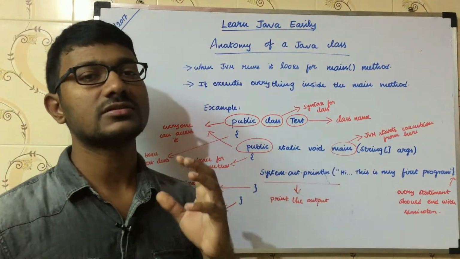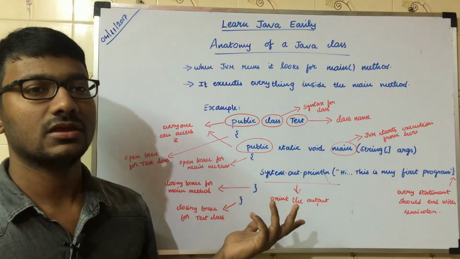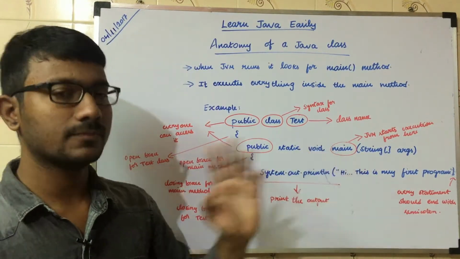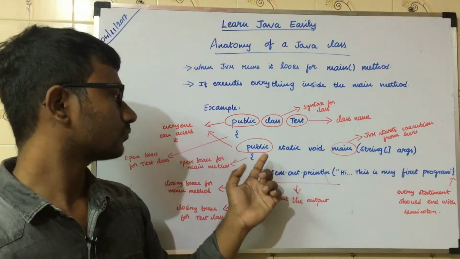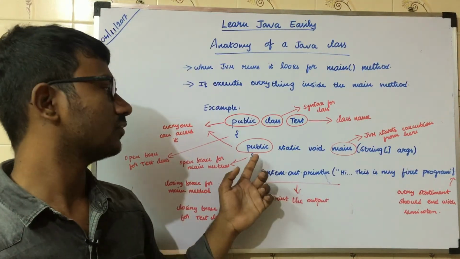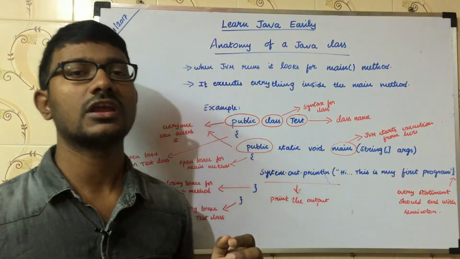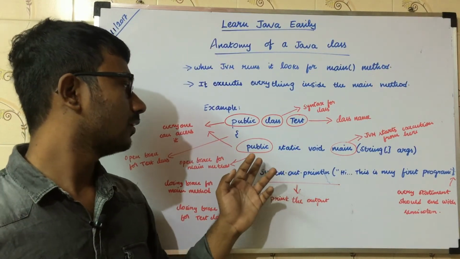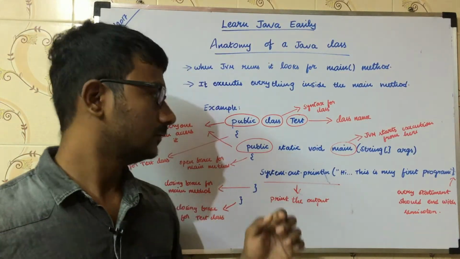And then main is a syntactical method name. You can't change this name main to many or anything else. This is a defined method name. Inside these parentheses are the arguments; we'll talk more about this in the upcoming videos. This is the open and close brace for this main method. The statements that are present inside these braces would be executed one by one.